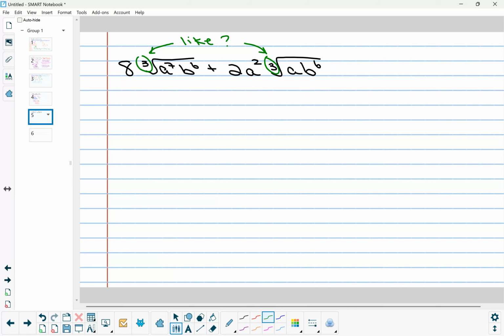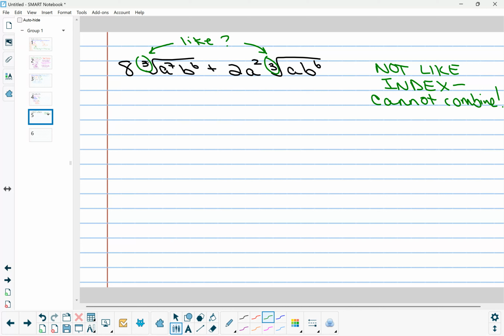If they're not like index, you cannot combine. Okay, so that's the first thing you have to know. So we're going to simplify these, and I kind of went pretty quick in the video yesterday. You should have covered this in Algebra 2, so it's review.